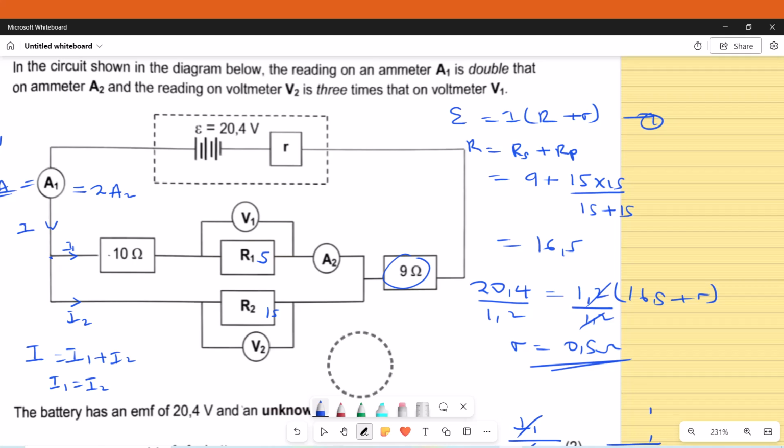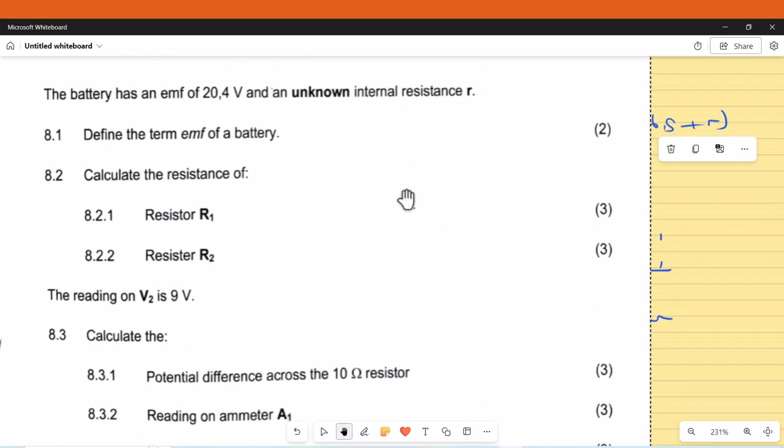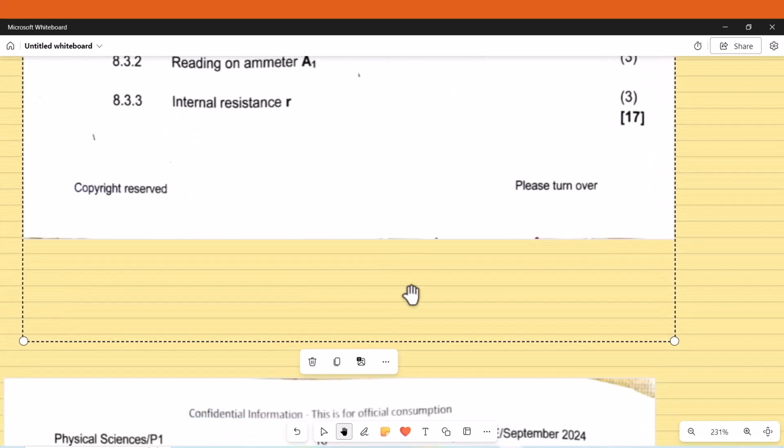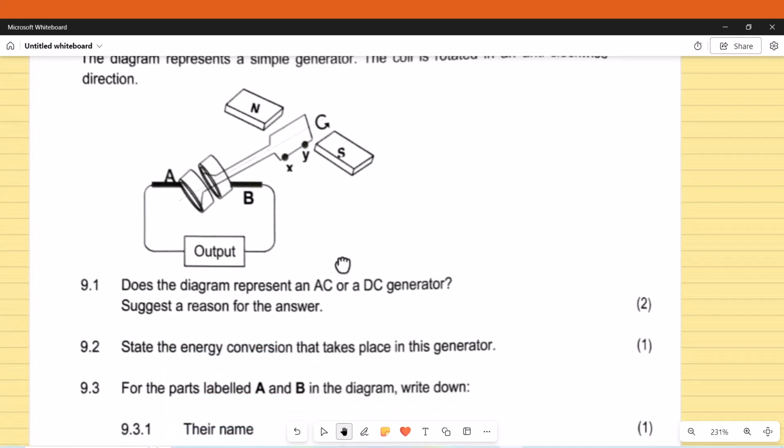Okay, hope we are together. Let's finish up this paper. Next question here, question 9. They say here that the diagram represents a simple generator. The coil is rotated in anti-clockwise direction. You can see it here, anti-clockwise. This is the output. They ask: does the diagram represent an AC or a DC generator?